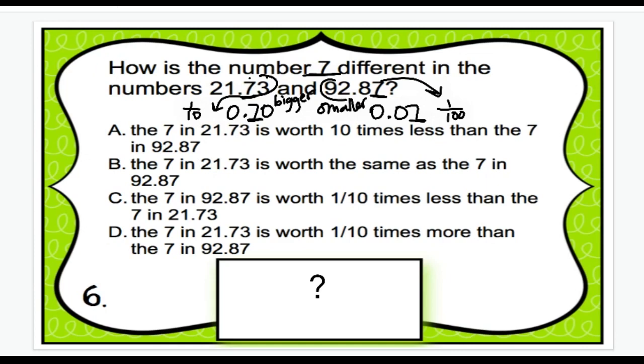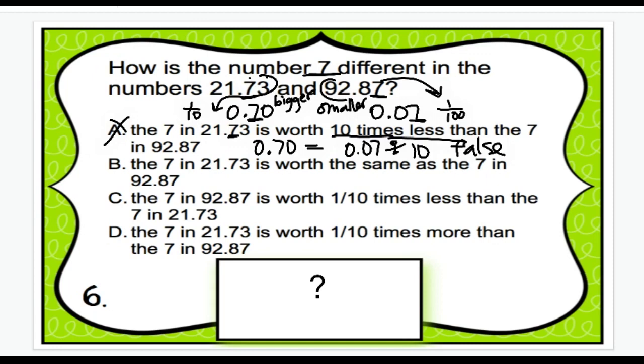Okay, A. The 7 in the 21.73 is 10 times less. That's not true. This 7 is not 10 times smaller. This is saying 0.70 equals 10 times less. So 10 times less means that I'm dividing. If it says 10 times less, it would be 0.07 divided by 10. That's not true. Incorrect. I'll say false.